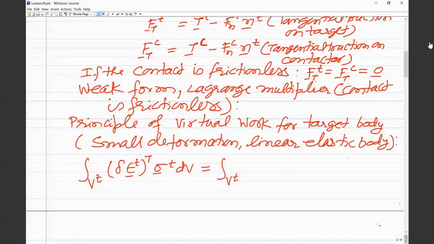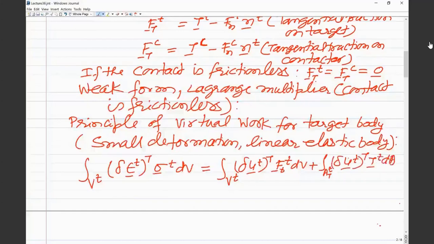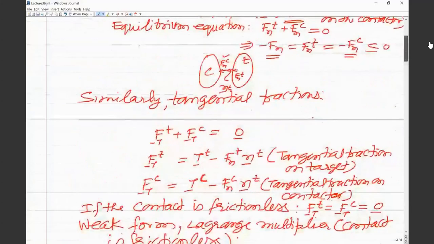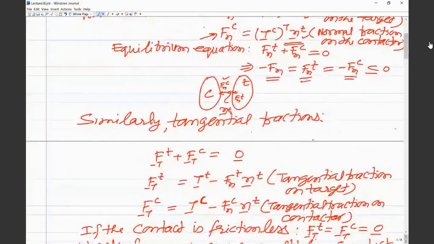So integration over volume of delta U of the target body, its transpose, into the body force on the target body, dV, plus the virtual work of traction. Let us say the area on which traction on the target body is acting is denoted as A subscript capital T, superscript small t, into delta U T transpose, capital T, the traction on the target body, dA. And then we have the work done by the normal force. The contact is frictionless, so the tangential force is zero, but there is a normal force. And if you see, we have taken the normal force on the target body as minus Fn.